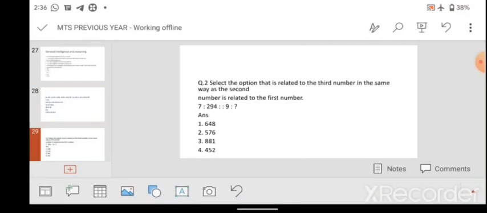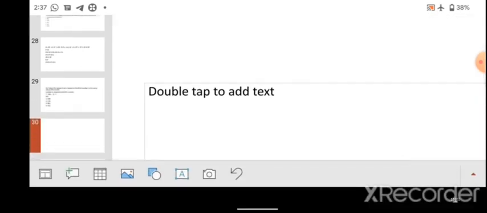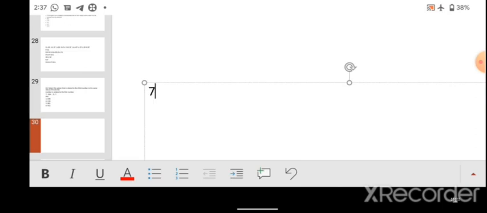Next question. Select the option that is related to the third number in the same way as second number is related to the first number. 7:294, 9:?. So it is not actually proportionate, just it's the division. First number is related to second number, third number is related to what? 7 ratio 294, 9 ratio question mark. What will be the answer?